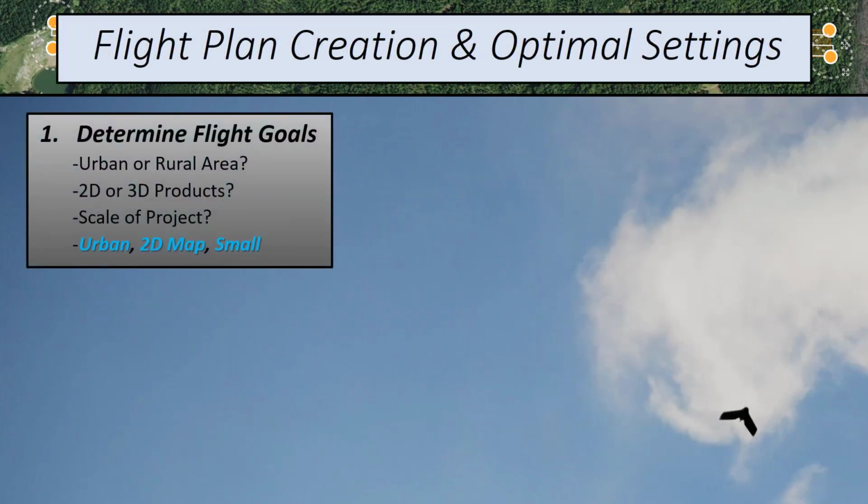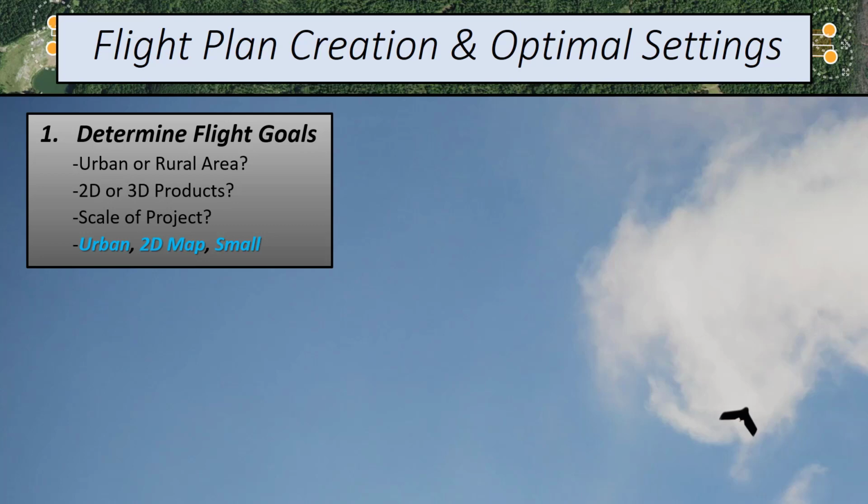When creating your flight plan for your site of interest, you need to first determine your flight goals. And this can be accomplished by asking yourself a few simple questions. Will your flight be conducted in a dense urban area, or will it be conducted in a spacious rural area? Are you primarily interested in 2D maps, or do you require elevation data and need a 3D map? What's the scale of your project going to be? Are you mapping a small neighborhood, or are you mapping a large swath of farmland? These are all questions that you need to ask yourself before doing anything else in the flight plan creation phase.